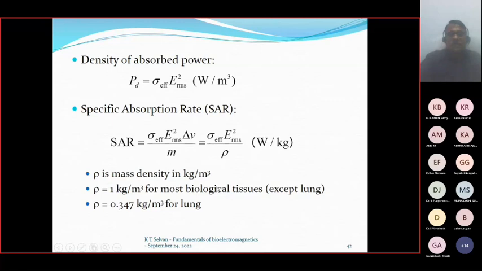For most biological tissues, except lung, the mass density has been found to be approximately 1 kilogram per meter cube, whereas for lung it is 0.347. So when we calculate specific absorption rate, we are referring to how much electromagnetic energy is absorbed in that particular region of the body, right? Specific absorption rate is a very important specification for mobile phones and for many other applications.